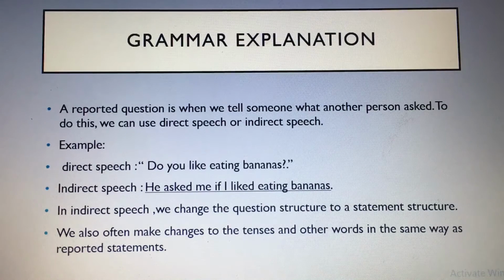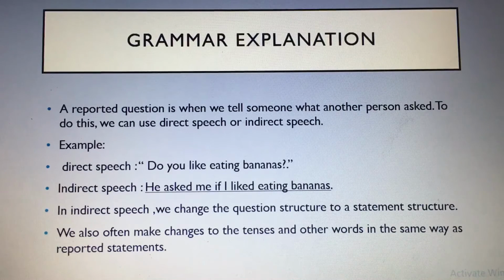We have an example here. Direct speech: Do you like eating bananas? He asked me if I liked eating bananas. Okay, in indirect speech we change the question structure to a statement structure. Now the form of the question changes from a question form to a statement form, so the whole structure of the question changes.